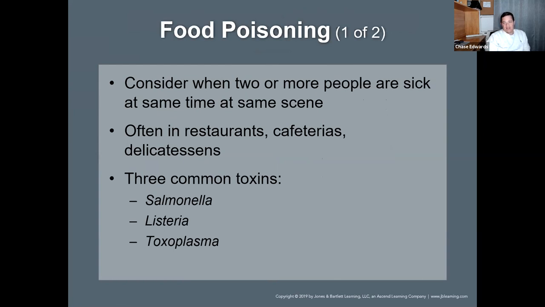So food poisoning. Think food poisoning with two or more people being sick at the same time, at the same scene, kind of like carbon monoxide poisoning. Almost half of food poisonings occur in restaurants, cafeterias, and delicatessens. Three toxins produce 35% of food-related deaths: salmonella, listeria, and toxoplasma.